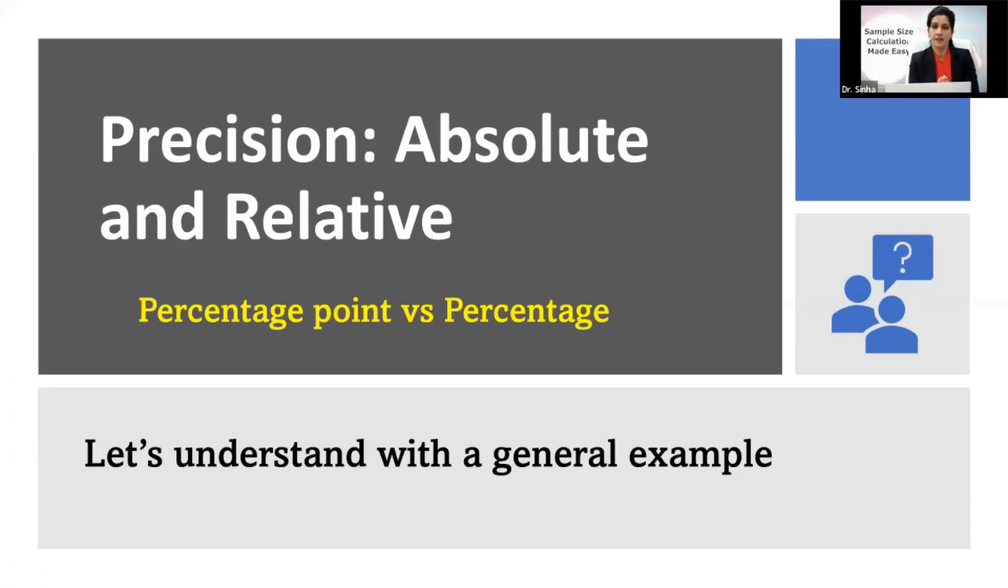So 95% confidence level means that you give the confidence interval, and you are 95% confident that whatever samples you withdraw from that population will have values between those two limits. Now coming to precision, there are two concepts: absolute and relative precision. Which one you use depends on what you want to take.